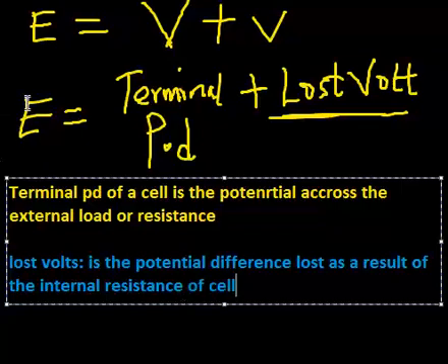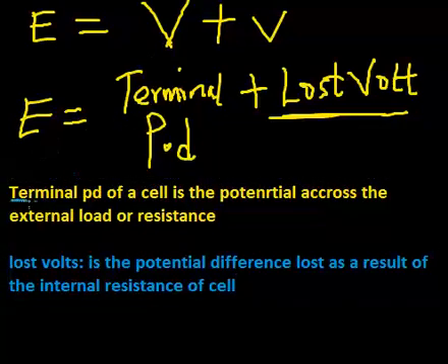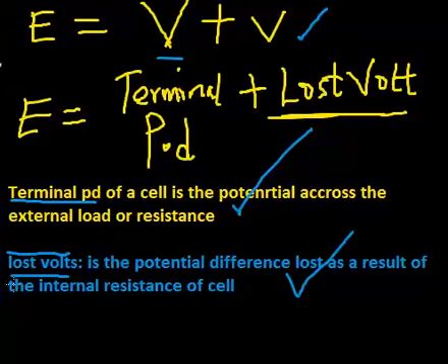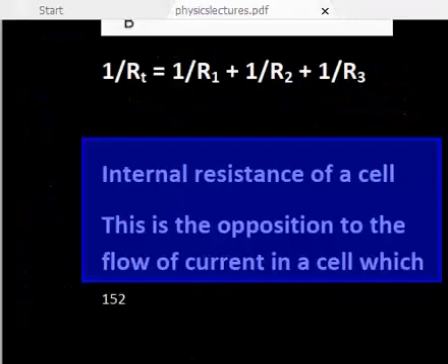So every cell delivers a voltage to the external circuit, which is the terminal PD. Then the one it loses, that it uses to overcome its internal resistance, is not made available; it is lost. It's called lost volts. Please take note of that. So that's what we have here. I think with what we've gotten so far, we can look at a question. Let's see if there's a question that we can work on.